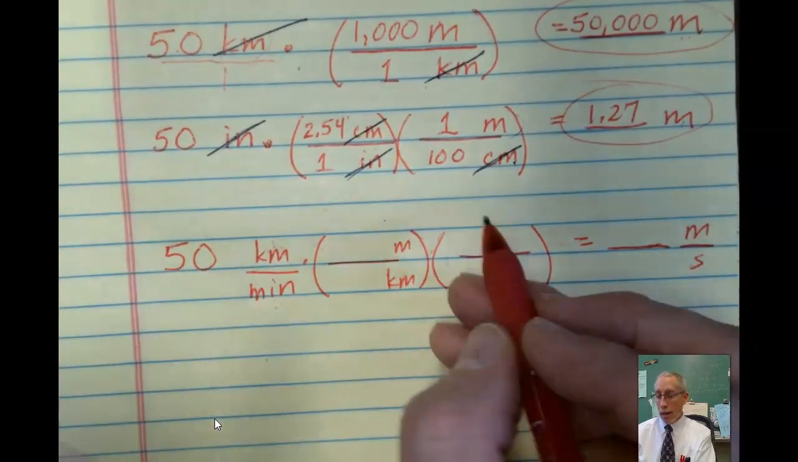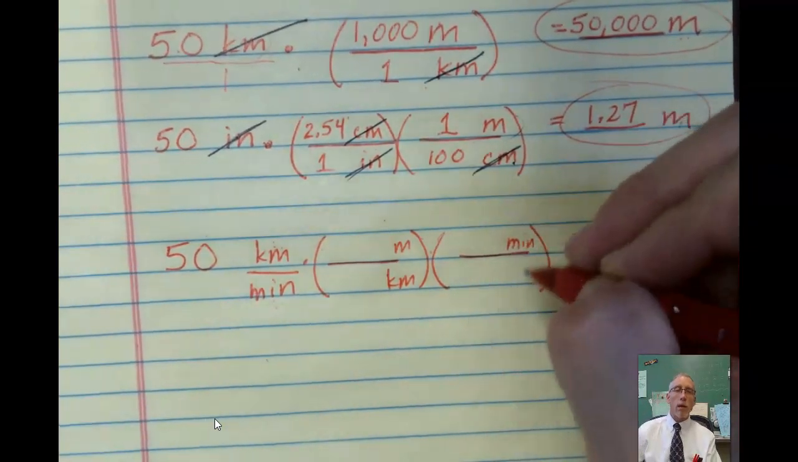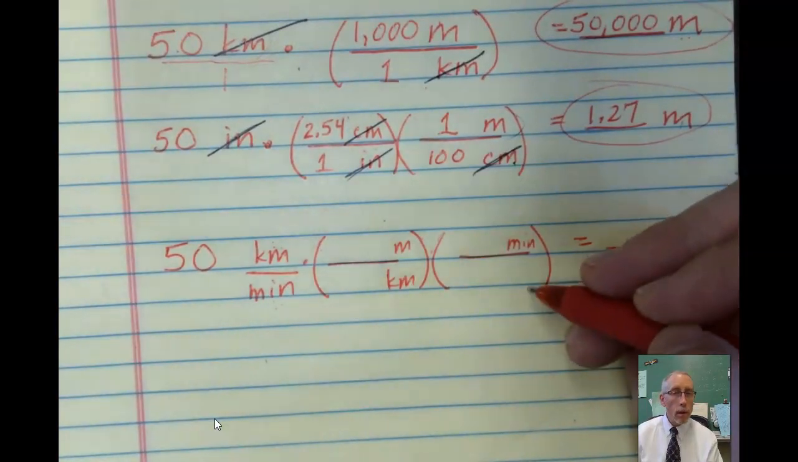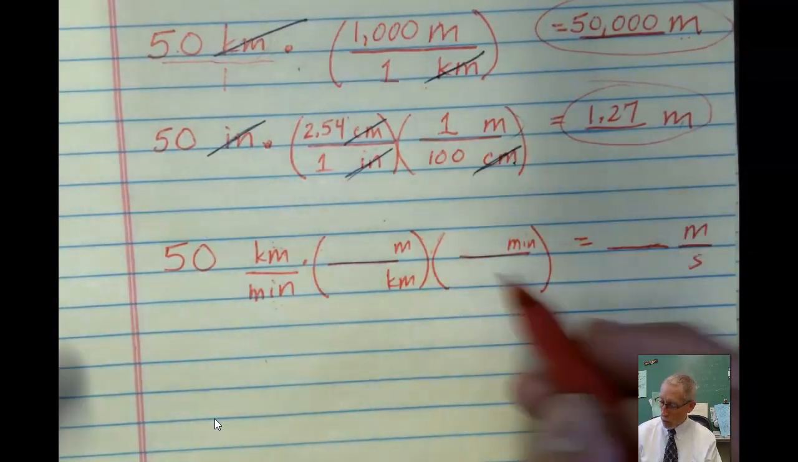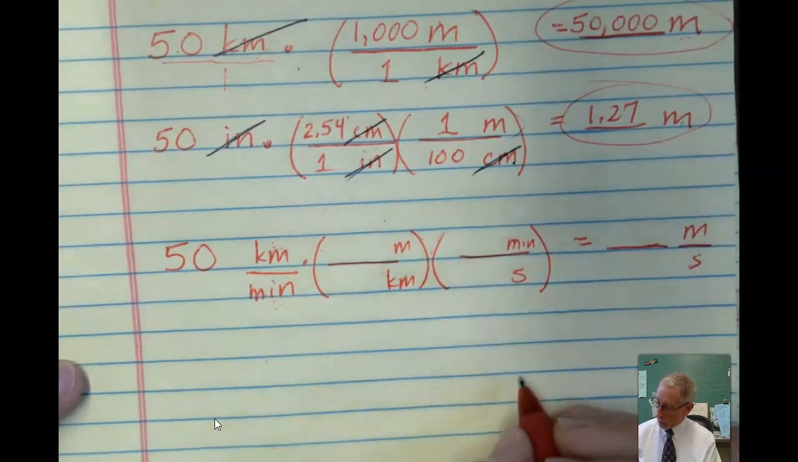So I'm going to put it on the top. I see people make that mistake a lot. They'll just automatically put whatever unit they see here on the bottom of their conversion factor, and that's not appropriate if it starts on the bottom. But I can convert minutes into seconds.